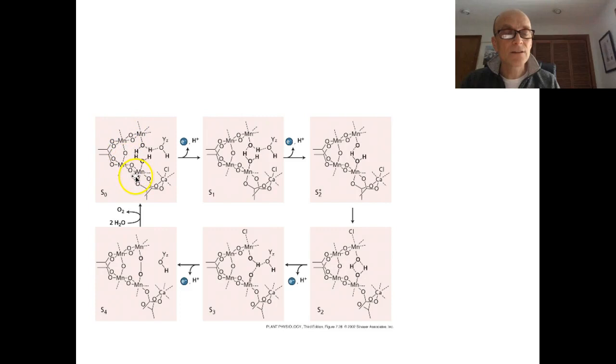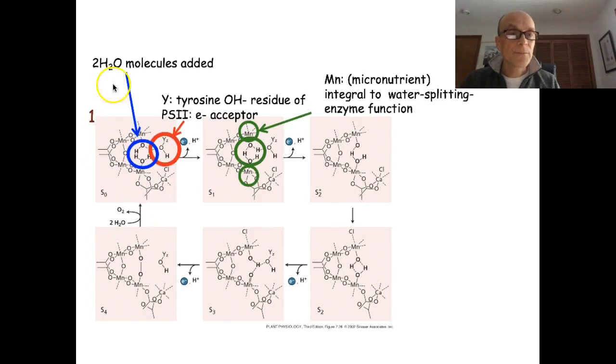So this is the manganese oxygen cluster. This is all part of the protein. This YZ is also part of the protein. It forms a little pocket where the oxygen can be held. This is also part of the protein again. Here, this Y, that's the tyrosine hydroxyl residue of photosystem 2, which is the electron acceptor. So around here is the protein, and then here we have the manganese cluster that's part of the protein.